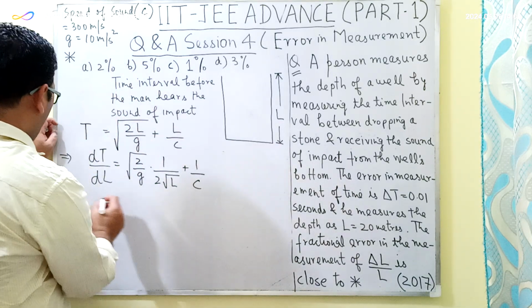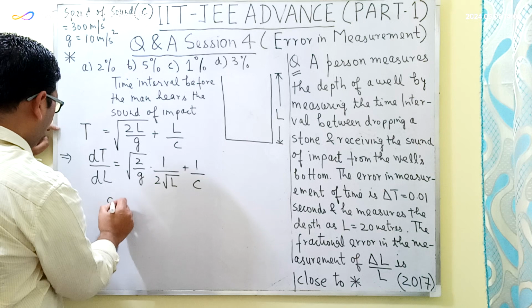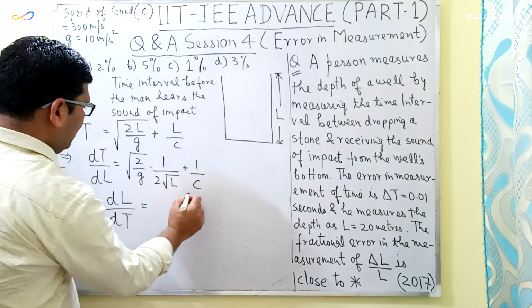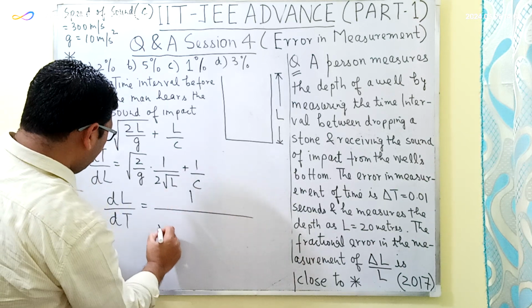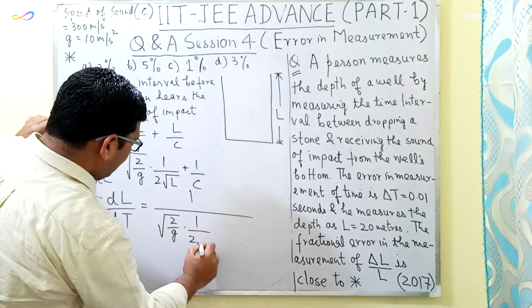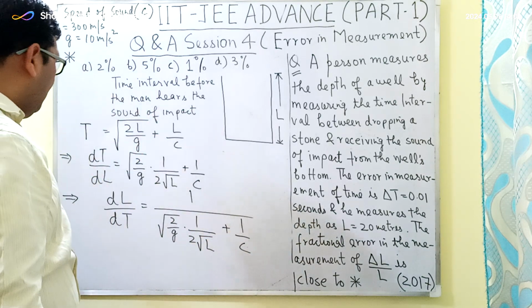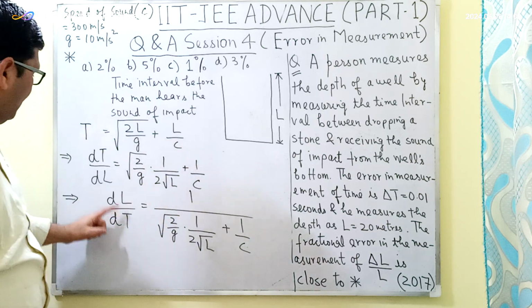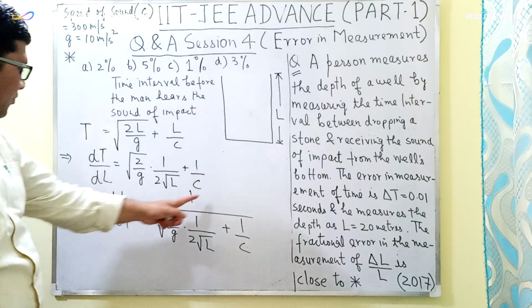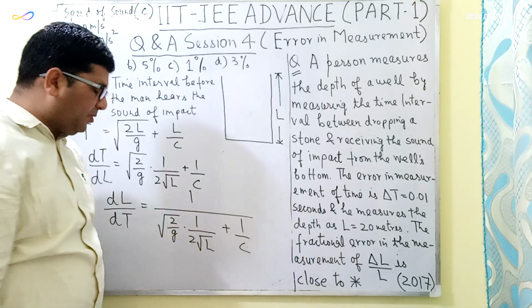So now it implies that dl upon dt is equal to 1 divided by root 2 upon G into 1 upon 2 root L plus 1 upon C. From this equation, dl upon dt will be equal to 1 divided by under root 2 upon G into 1 upon 2 under root L plus 1 upon C.